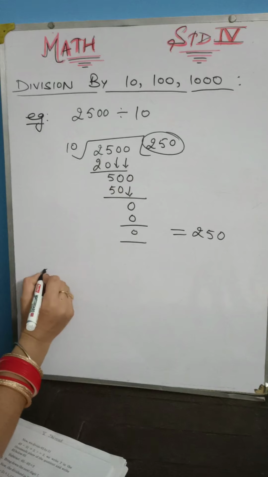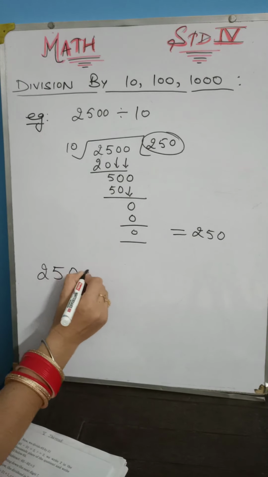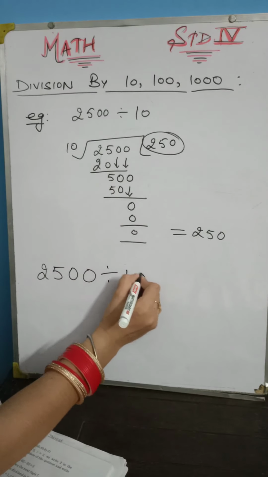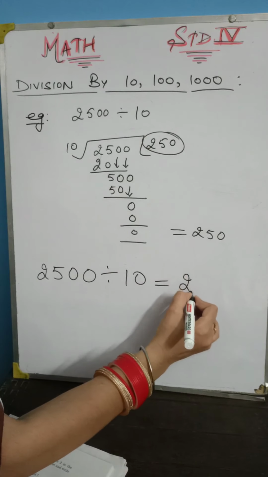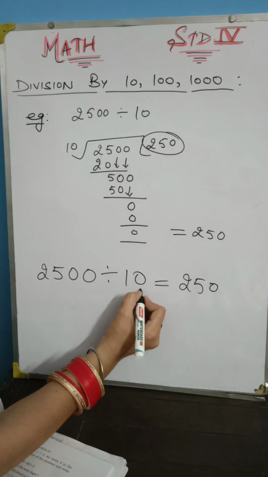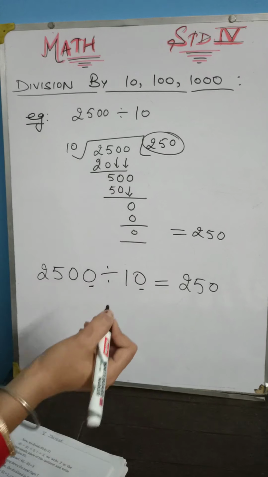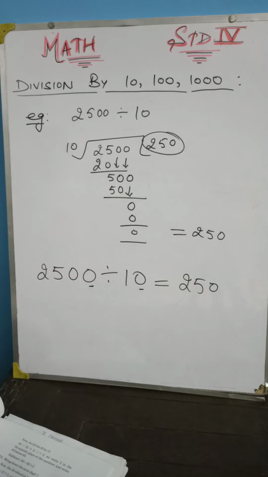In your copy, you will not do it like this. Your sum is 2500 divided by 10 is equals to 250, because you know 1 0 is this, 1 0 is this, these will cancel out. So your answer will be 250.